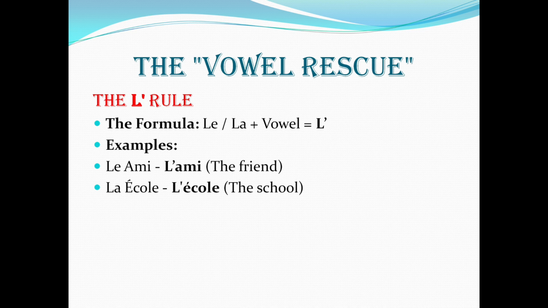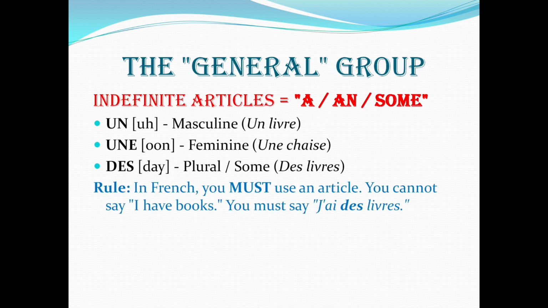Now, what if you are not talking about a specific thing? What if you just want a book or a chair? No specification. These are called indefinite articles. For the masculine, we have un, un. The pronunciation of un is a nasal sound. Imagine you are saying uh, but through your nose. Un livre, un livre, which means a book.